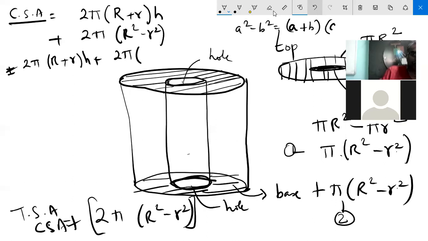You don't know this also? Nothing you are remembering? What you are studying till 9th standard? A squared minus b squared equals a plus b into a minus b. Don't know, or you know?